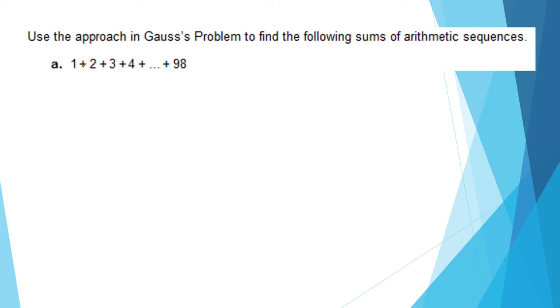I'm going to call this sum S. So S is equal to 1 plus 2 plus 3 plus 4 all the way to 98. And we're going to write this backwards now. Gauss's method writes the sequence backwards. So we're going to have 98, then 97, then 96, then 95, and so on until we reach 1.